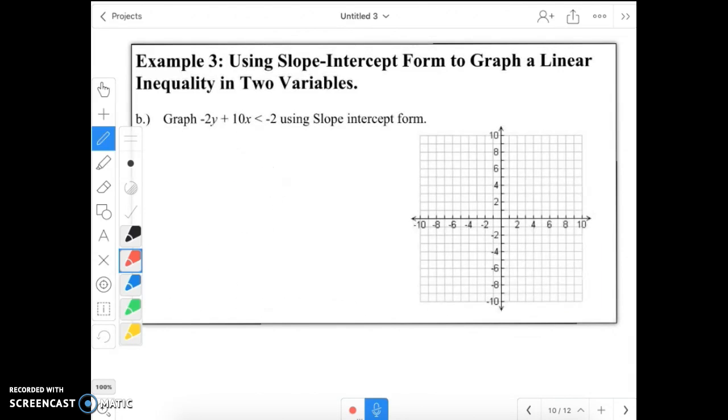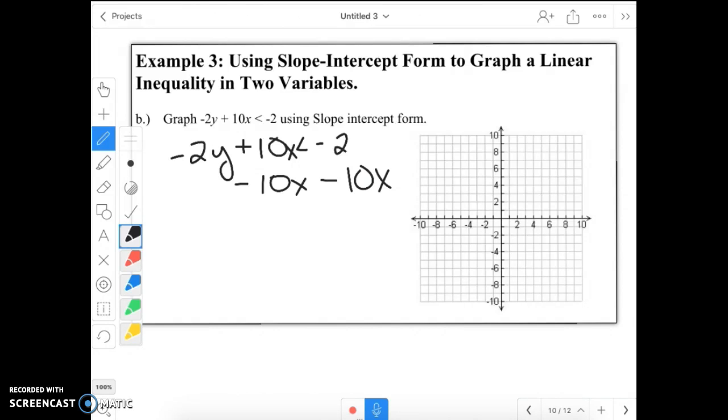All right, let's try this last one out. Let's get it in slope-intercept form. We can test everything out that we just talked about. We have -2y plus 10x is less than -2. So the first step we're going to have to do is subtract that 10x from both sides. Because I want it in slope-intercept form, I'm going to squeeze that in between my inequality and that -2. So we will have -2y is less than -10x minus 2.